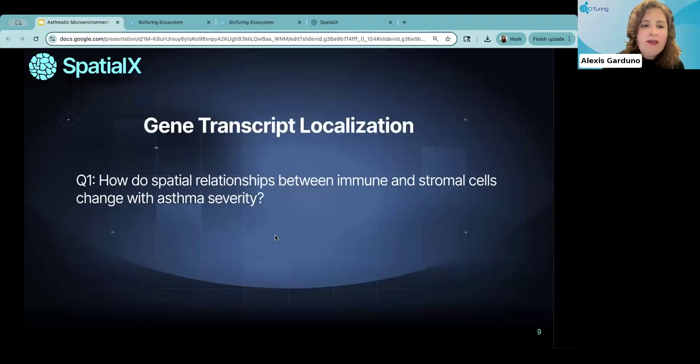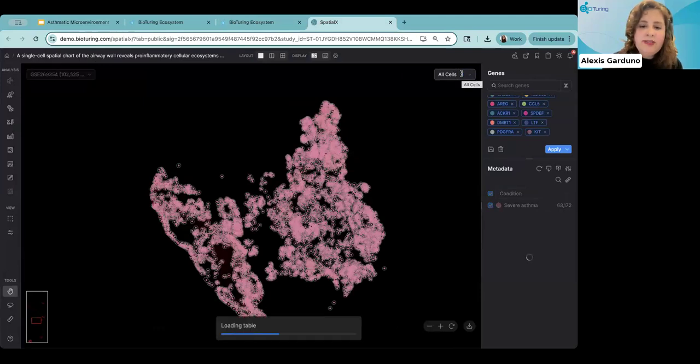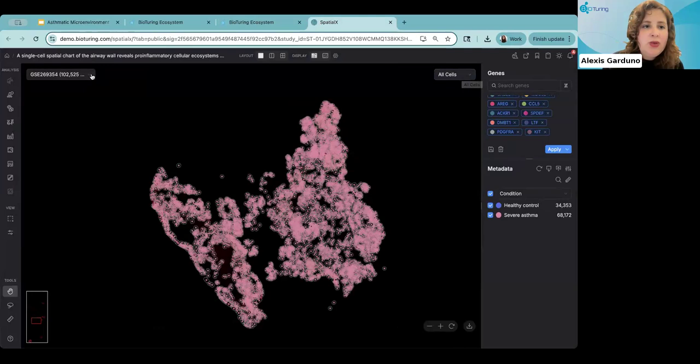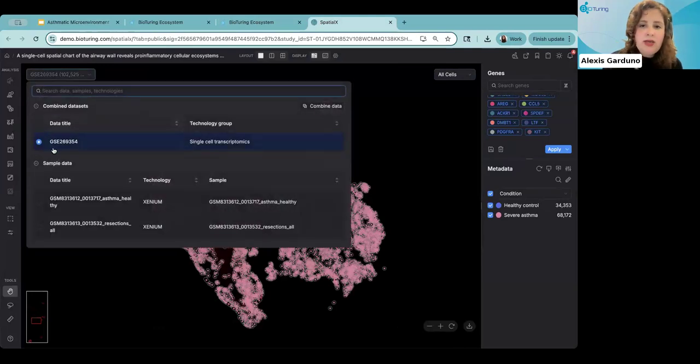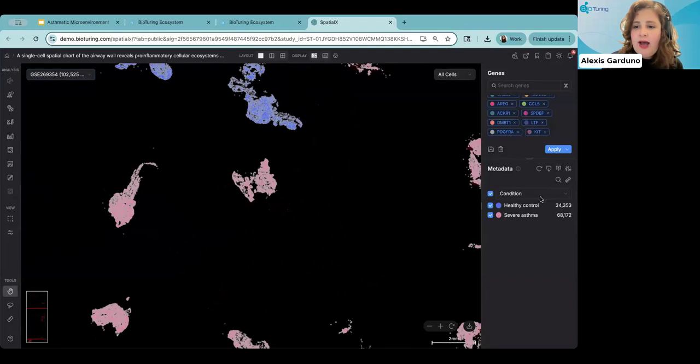Okay, so now if we go to the live demo, one of the first questions that we'll try to look at is how do these spatial relationships between immune or stromal cells change across asthma severity. If we go into the data set in SpatialX, this is where we have all of our different samples for this specific study. We can look at the combined data set with all the different samples, both severe and healthy control samples, or we can look at individual samples. If you only want to look at asthma severity, you can turn on that sample data and look at the layout display of that sample. But for now, this is all of the different samples that we have in this study.